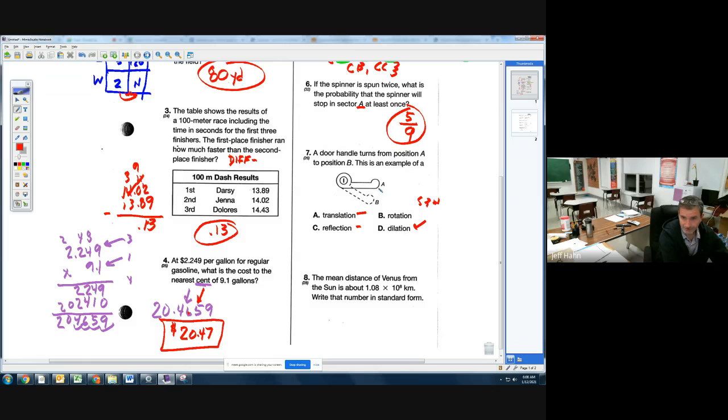Well, this one, obviously, it moved from here to here, so it spun just a little bit. So the letter B is my answer.